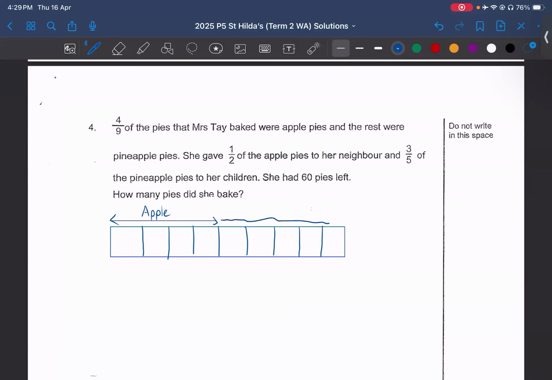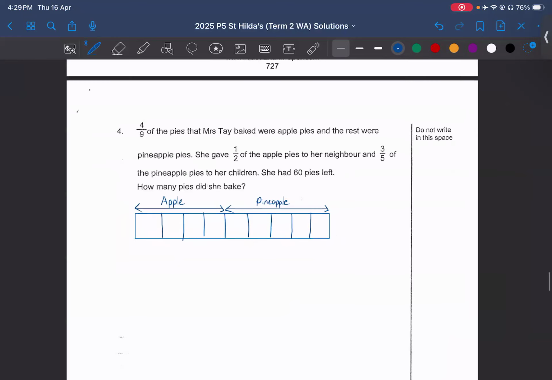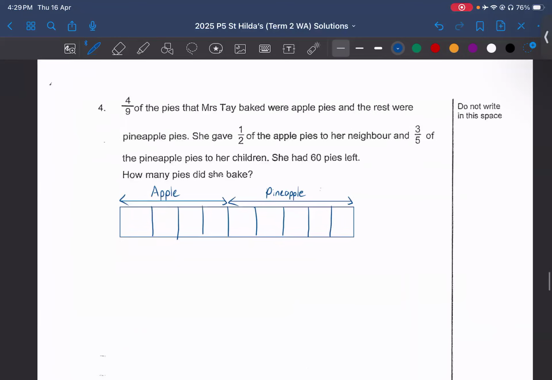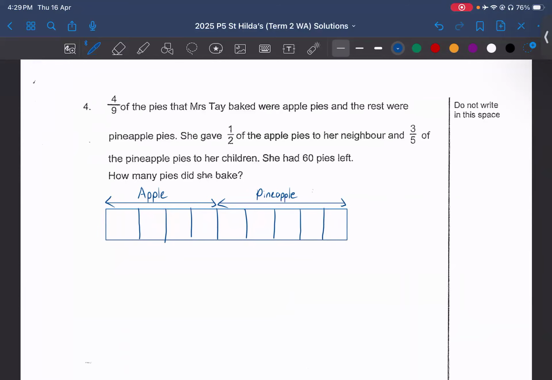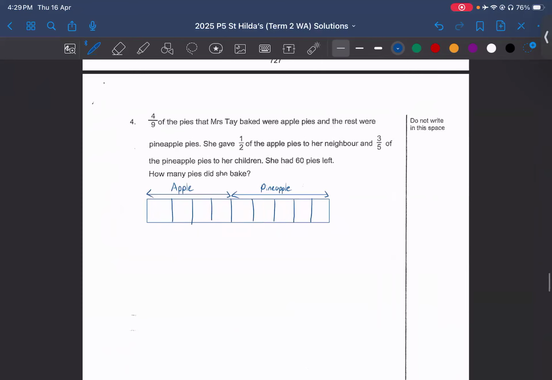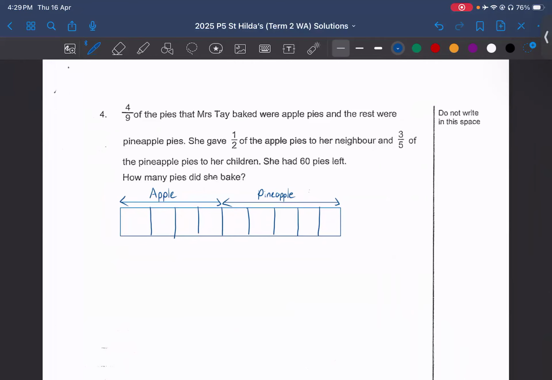So what we have in the remainder here, the remaining boxes behind, it is pineapple pies. So we know she gave half of the apple pies, right? So in this case, half of the apple pies. So your apple pies is 4 units. And then you gave half of it away. So it means you gave half of 4 units away, which is 2 units. So I'm going to shade 2 units away from the apple pie, which is what you gave away. Okay?